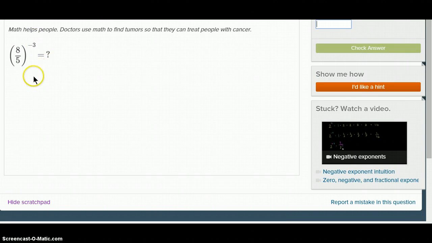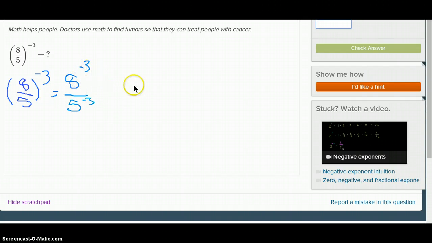Okay, this one looks more interesting. So we have 8, the base is 8/5. We'll put that in parentheses. And that's all raised to the -3. And we can rewrite this as 8 to the -3 over 5 to the -3. And then we can just flip these around, put the 8 on the bottom, put the 5 on top, and change these exponents to positive. Because it's just doing the reciprocal and changing the exponents.